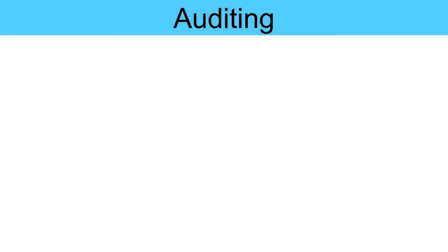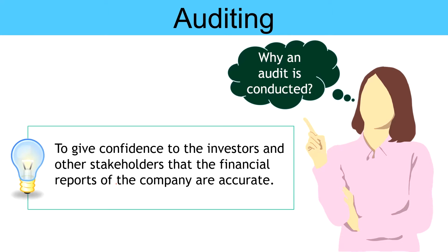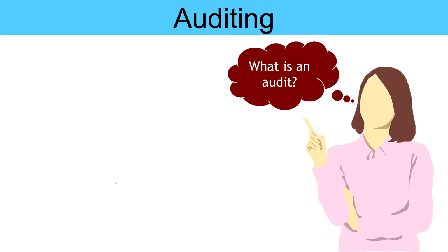Auditing. Before understanding what is audit, first of all you should know why an audit is conducted. So friends, audit is conducted to give confidence to the investors and other stakeholders that the financial reports of the company are accurate. It also ensures that the company is complying with necessary regulations. Now what exactly is an audit?